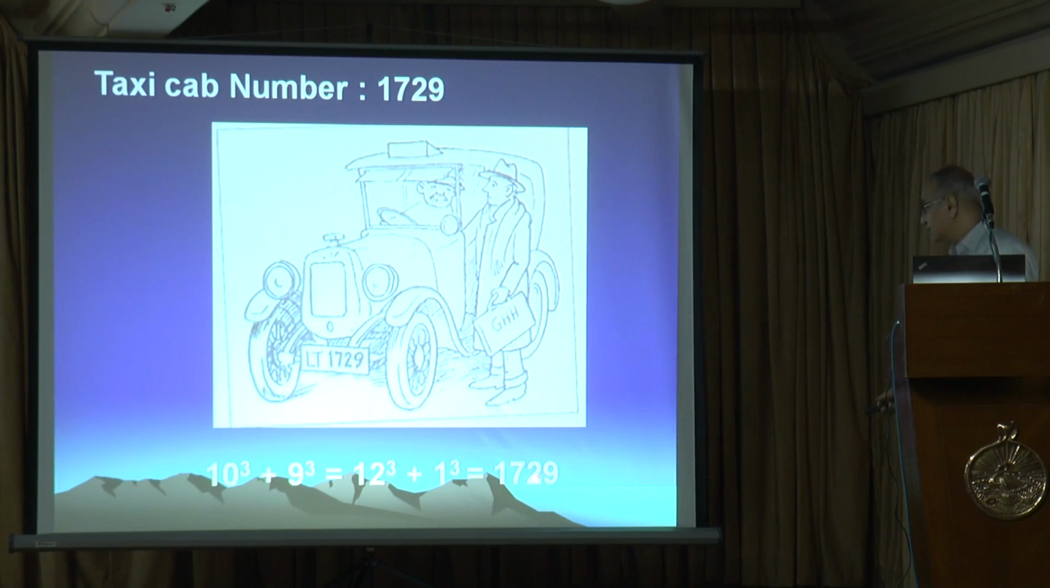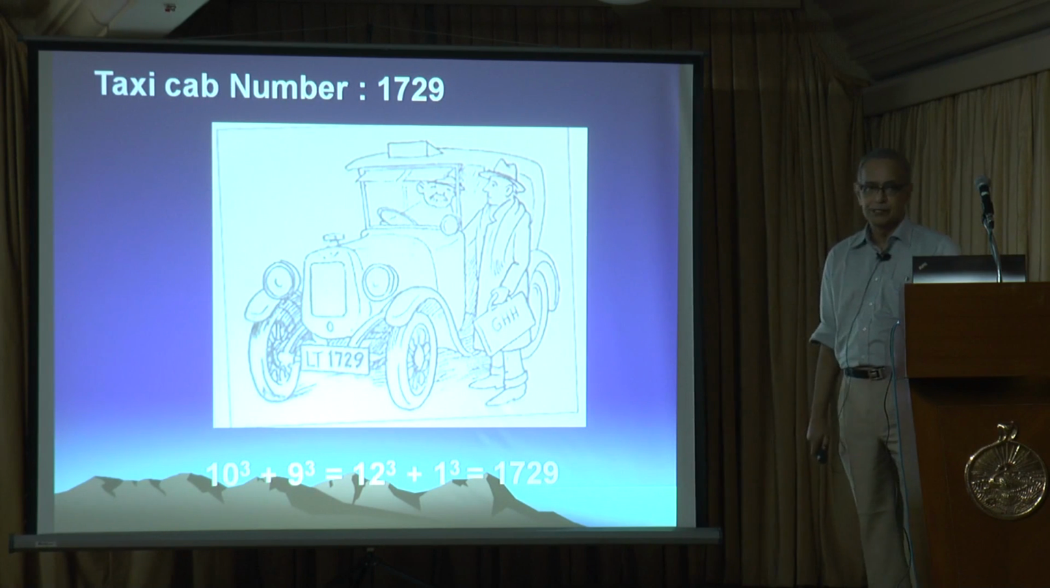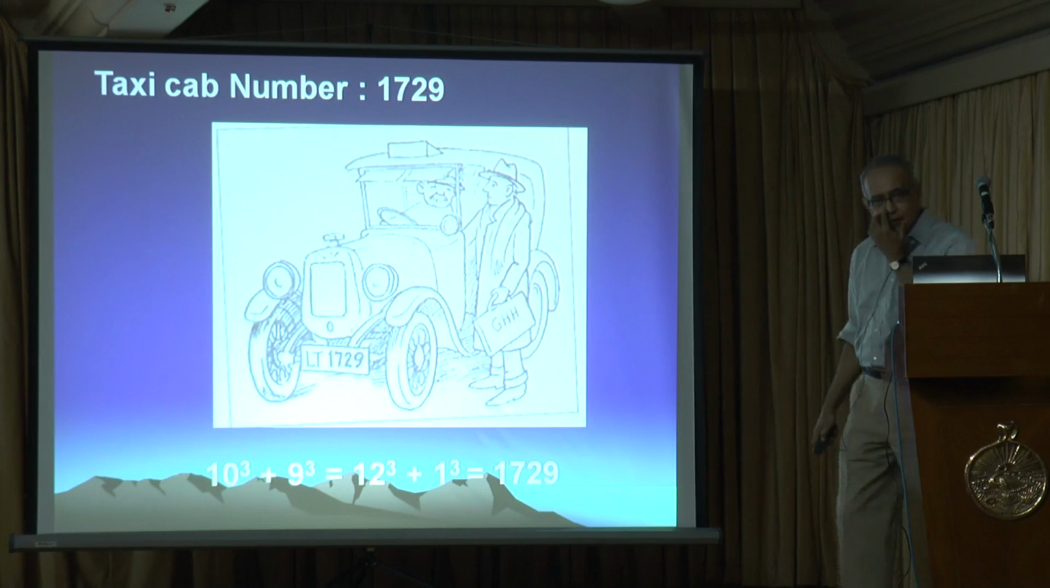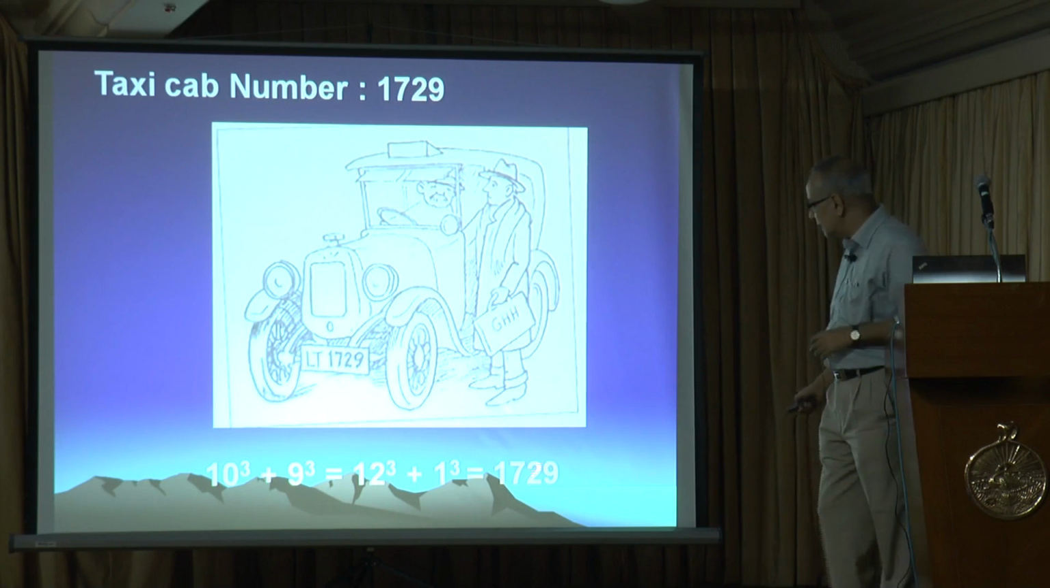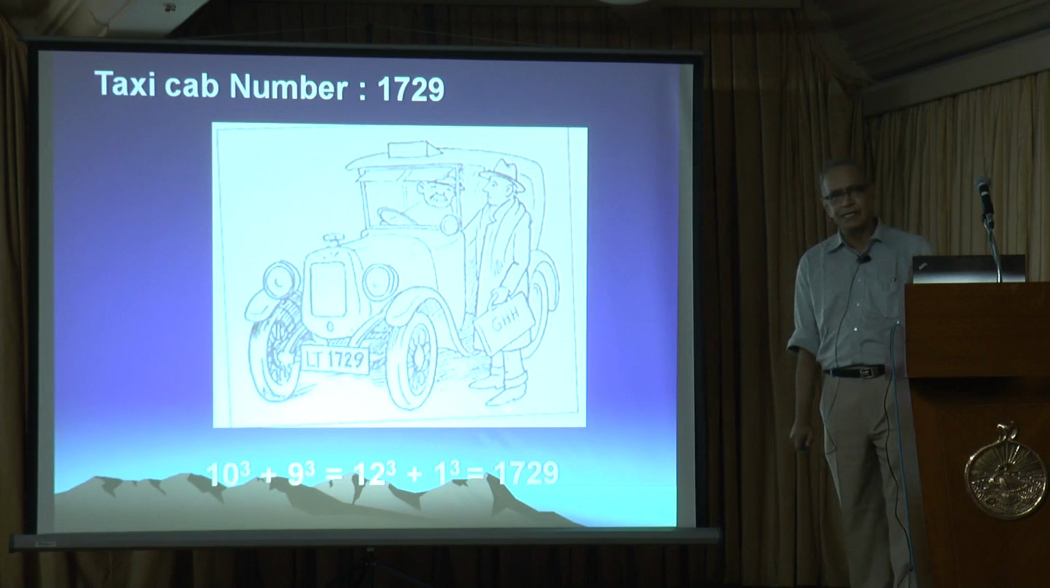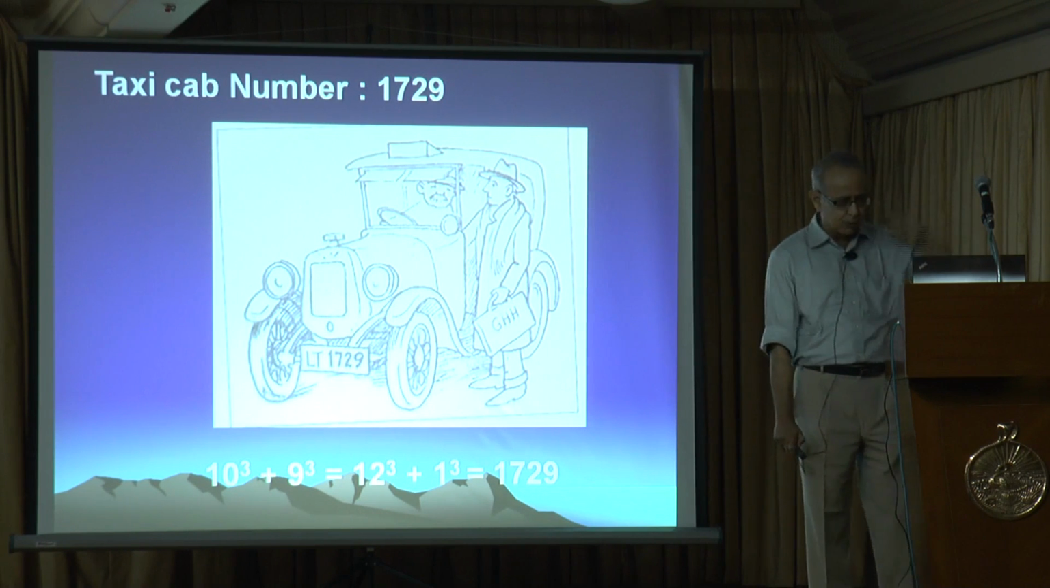This is the smallest number which can be expressed as sum of two cubes in two ways, namely 10 cube plus 9 cube, 12 cube plus 1 cube, both are 1729. There is no number less than this which can be expressed two ways as sum of two cubes. So it looks like magic, but really it is not magic. Ramanujan could say it because he studied these numbers in great detail in India, which was in his notebook.